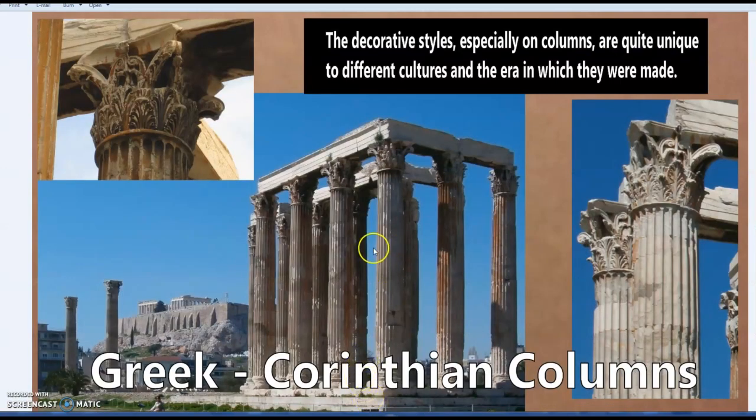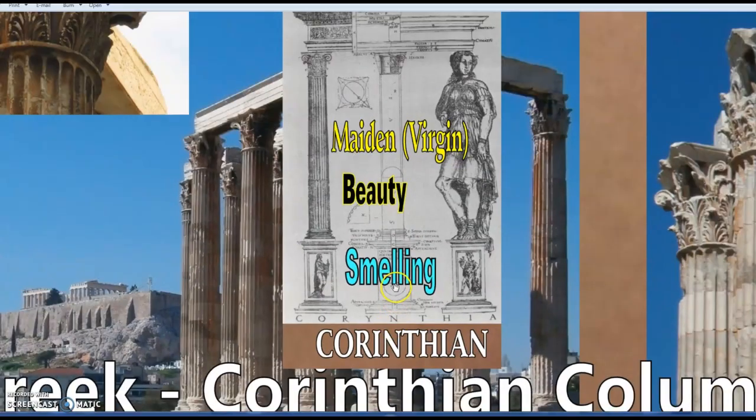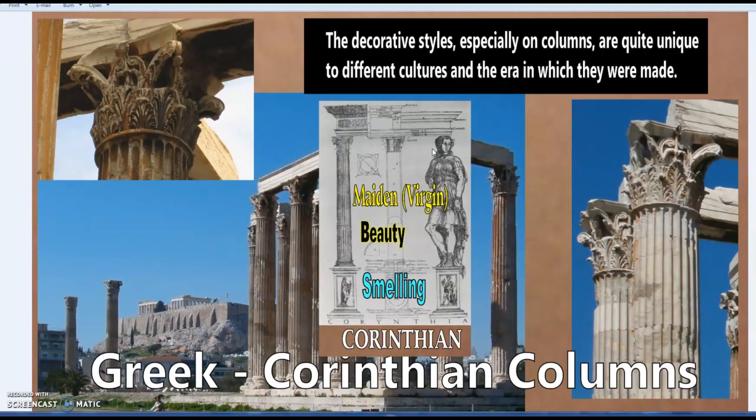So that's the Ionic order. But also the third of the Greek orders is Corinthian. This is the Temple of Olympian Zeus, just underneath the Acropolis and the Parthenon. There we can see the Corinthian capitals. The Corinthian is called the column of beauty, connected to the maiden or the virgin, and it's related to the sense of smell. There are three Greek orders, then there are five Roman orders. So the Romans added two, the Tuscan and the Composite. That would make up your five senses, but I won't go into the Roman orders for now.